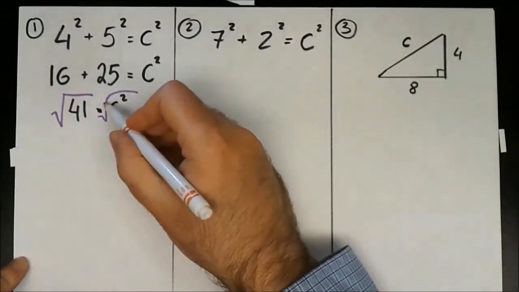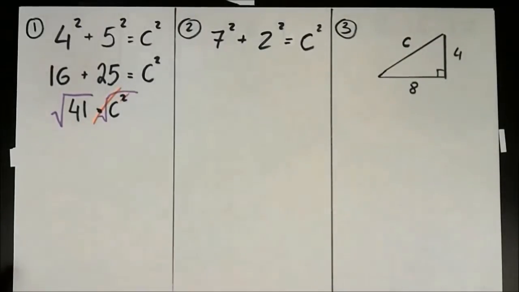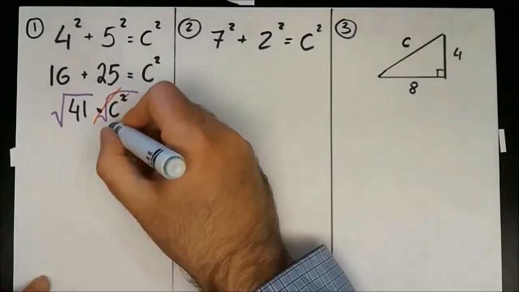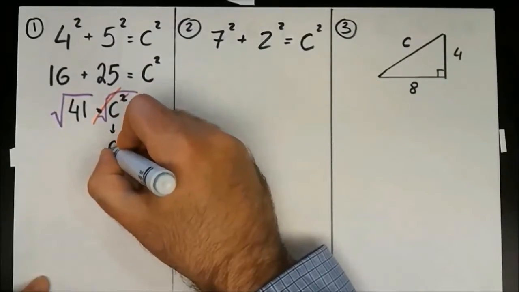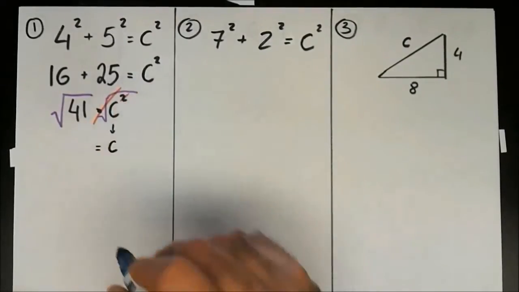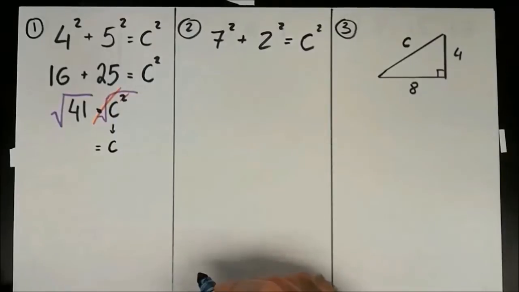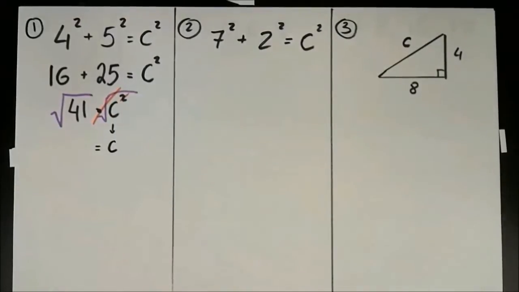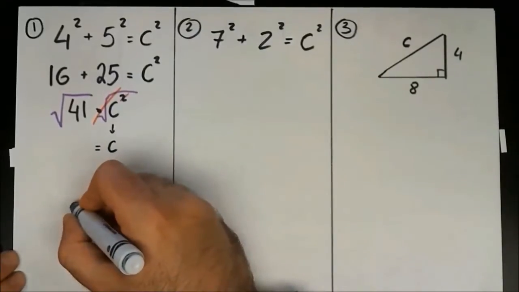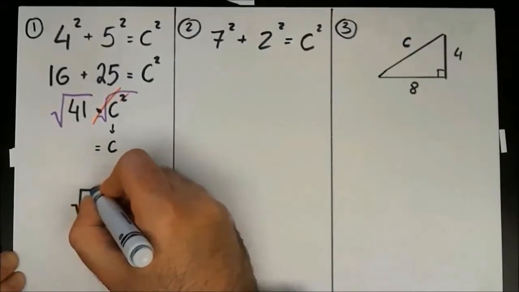On the right side, the radical and the exponent cancel each other out, they're opposites. So you're left with just a c, exactly what we're looking for. Is 41 a perfect square? It's not. 41 is not a perfect square, so you have to estimate your root.